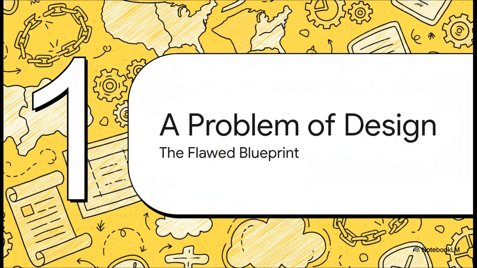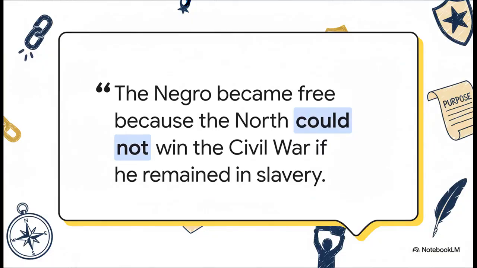We've got to start by looking at the nation's original blueprint, you could say. And we need to understand why, from a design perspective, it was pretty much destined to fail. This quote from W.E.B. Du Bois just flips the whole script, right? He's arguing this wasn't some simple moral crusade. No, this was a change that came out of immense, unbearable strategic pressure. Emancipation, from this point of view, wasn't just a choice. It became an absolute military necessity to win the war.